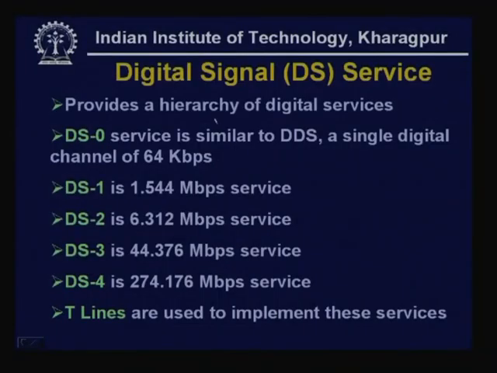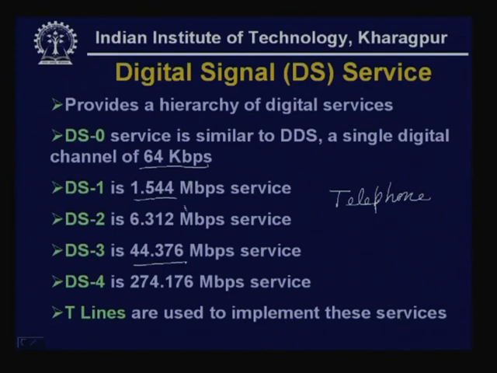And as we know, digital signal service used in the telephone network has a hierarchy of digital services. DS0 service is similar to DDS, a single digital channel of 64 kilobits per second, and as you know DS1 has 1.544 megabits service, DS2 has 6.312 megabits per service, DS3 has 44.376 megabits per service, and DS4 has 274.176 megabits per service. And as we know, T lines are used to implement these services.